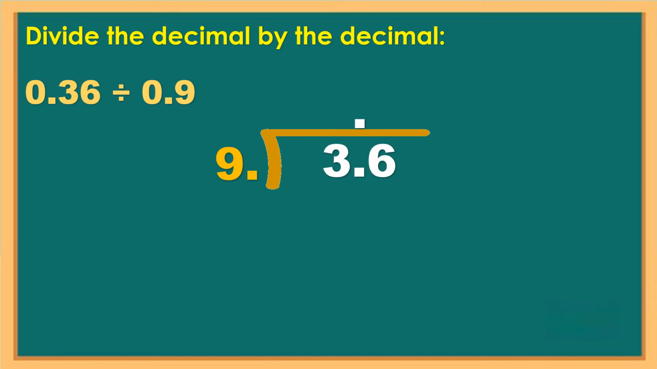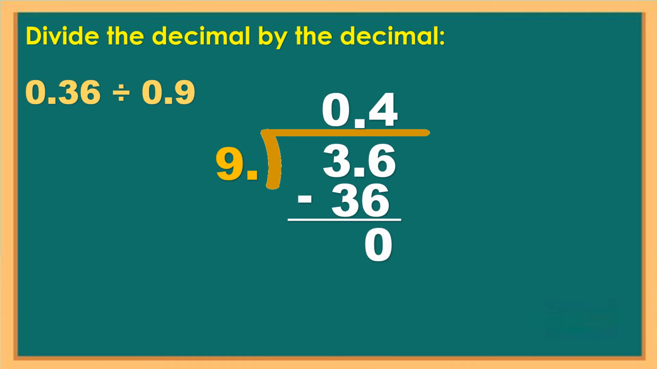Then divide as how we divide whole numbers. 3 divided by 9 is 0. Then we proceed to 36. 36 divided by 9 is 4. 4 times 9 is 36. Then subtract: 36 minus 36 is 0. The answer now is 4 tenths. 36 hundredths divided by 9 tenths is 4 tenths.